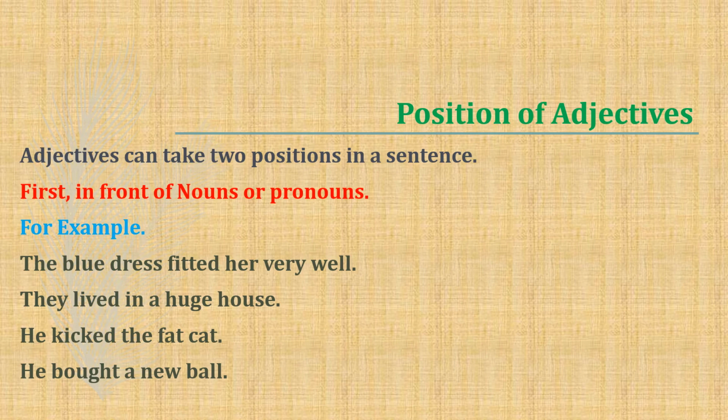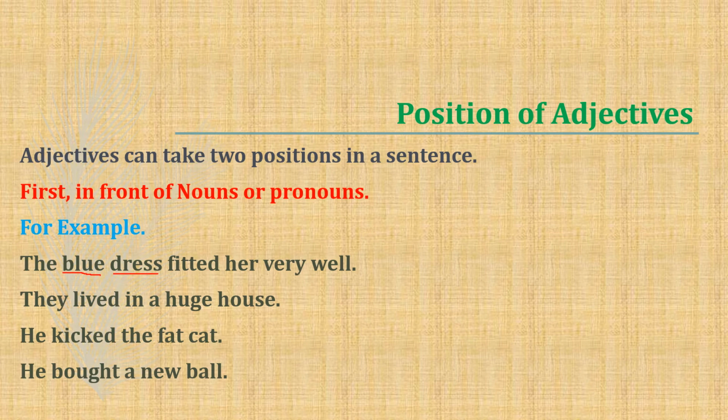Let us examine the sentences once again. The blue dress fitted her very well. In this sentence, we can say that dress is our noun. And remember, we have said that the first position an adjective can take is in front of nouns. So automatically, the word blue, which is our adjective, comes before or in front of the noun dress.